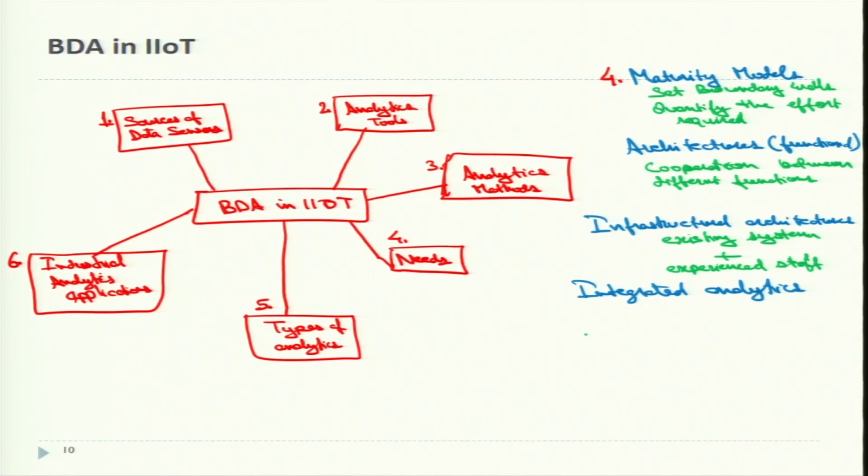Now, supporting integrated analysis is also one of the needs, where various types of industrial IoT data are considered as one. So, it becomes a main requirement of a complete analytic system. I would say combining different industrial IoT systems. Next comes the types of analytics.